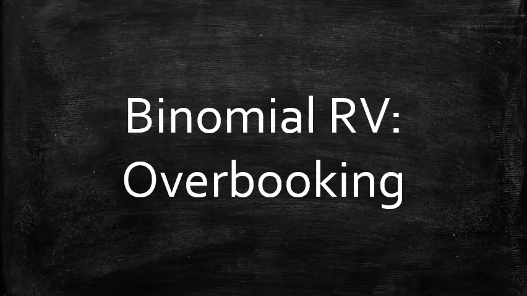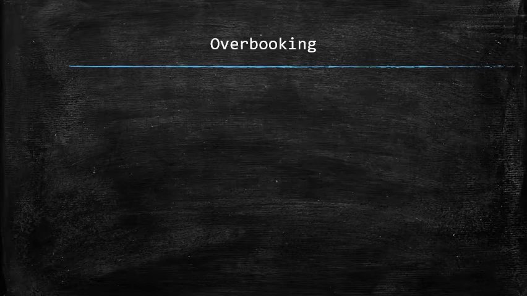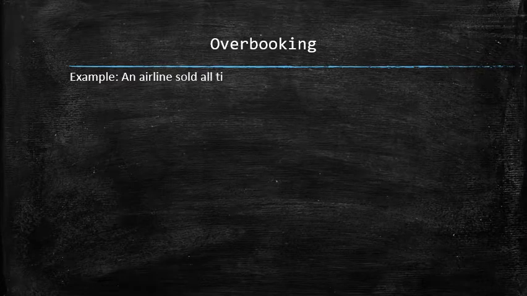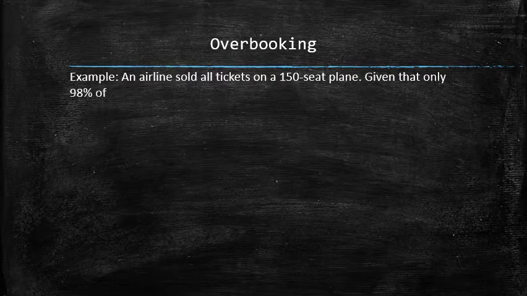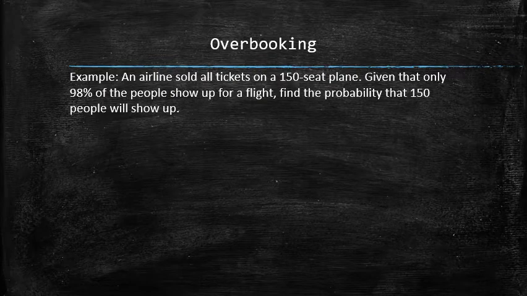Next, we will discuss an application of discrete random variables, which is very widespread but commonly misunderstood. Let's consider the following example. An airline sold all tickets on a 150-seat plane. Given that only 98% of the people who purchased the ticket show up for their flight, let's find the probability that all 150 people show up for their flight.